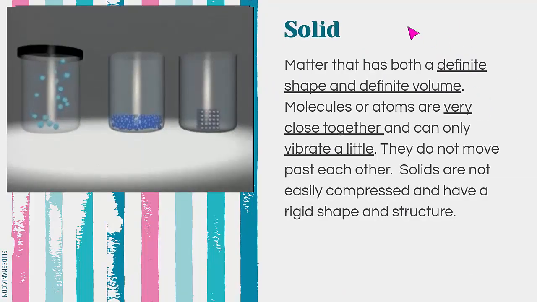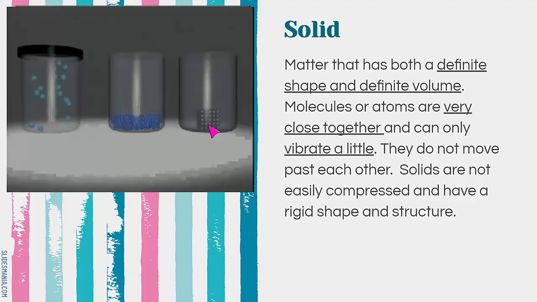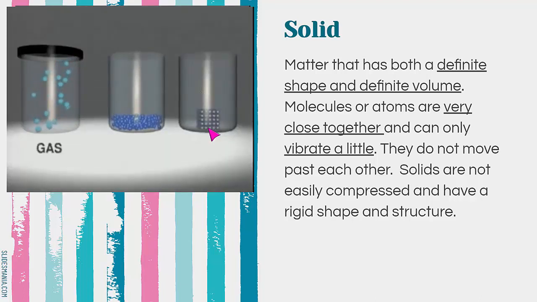So to start, solids are matter that have a definite shape and a definite volume. The solid pictured here on the right is showing us that the molecules are very close together. And as you can see, those molecules are barely moving, if they're moving at all. They do not move past each other. They just vibrate in place a little bit.